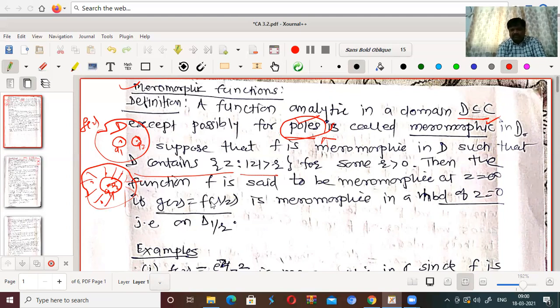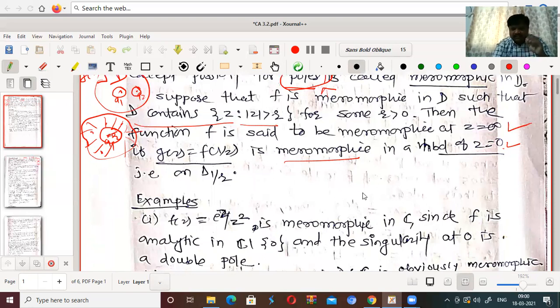If g of z equal to f of 1 by z is meromorphic in the neighborhood of z equal to 0, then f of z will be meromorphic at z equal to infinity. So the meromorphic concept means it is analytic except at some points. Only at those points it is not analytic, but at all other points it is analytic.